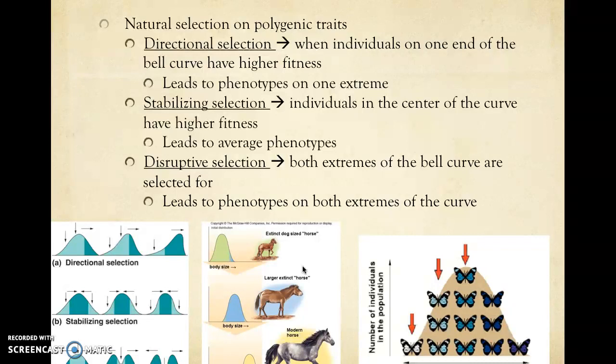The last one is disruptive selection, and it's hard to see. It's probably cut off on your picture. But basically what it's saying is that individuals on both extremes of the curve are selected for, and the average individual is selected against. So we actually disrupt that curve, and we see an increase in both extremes.